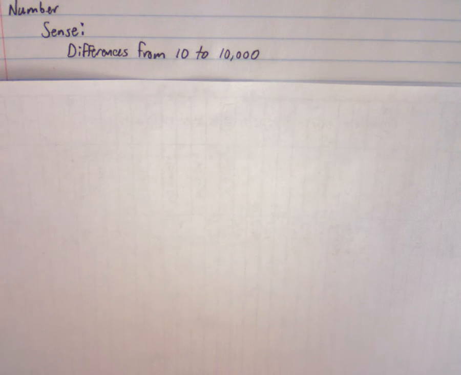Today what we're going to be looking at is differences from 10 to 10,000. Grade 6s, there's going to be some 100,000s in there as well. But for the most part we're going to be looking from 10 to 10,000.